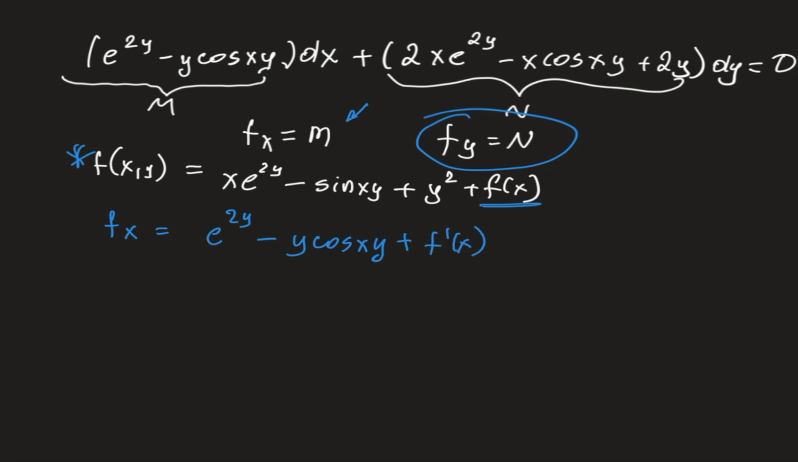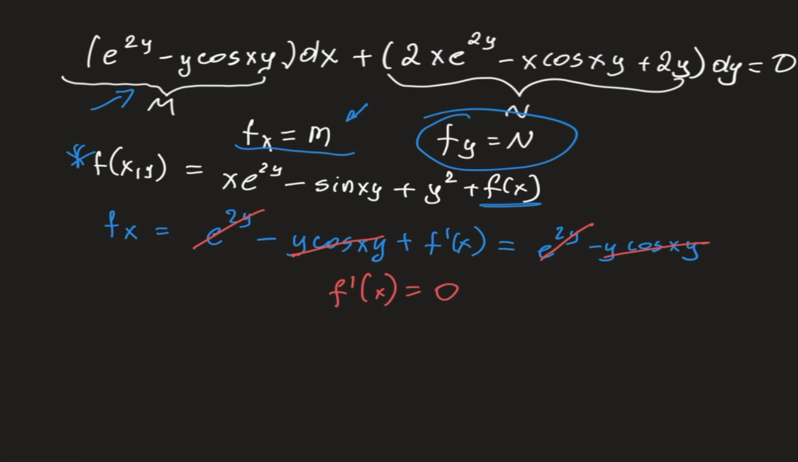Now we know that this function is equal to m. So I'm going to set this equal to m, which is here in our original equation, e to the 2y minus y cosine xy. And let's see what can cancel. We have e to the 2y, e to the 2y, negative y cosine xy, the same thing on the other side, which means that f prime of x is equal to 0.